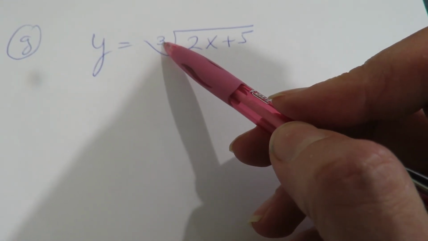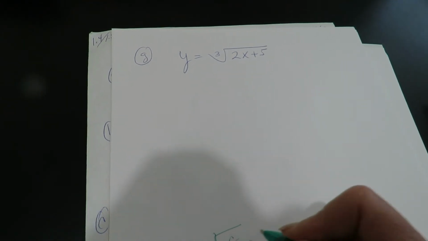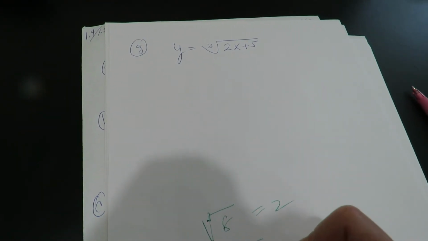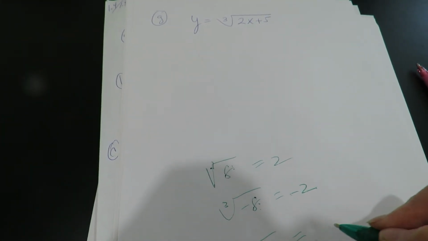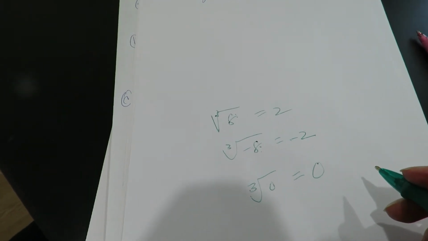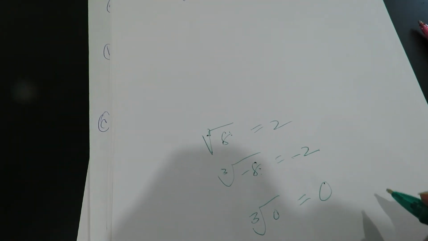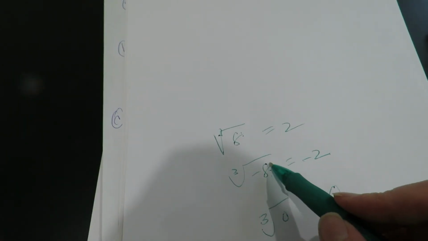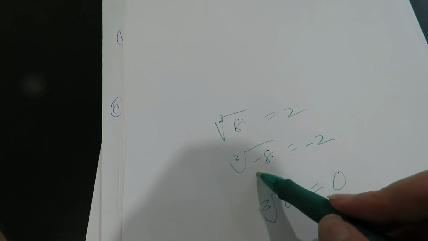This is not an even index. This is an odd index. If you don't recall, cube root of 8, that's 2. Cube root of negative 8, that's negative 2. You can put positives and negatives, and if you didn't know, you can take 0 on any of the radicals. Square root of 0 is 0. Fourth root of 0 is 0. But what I'm trying to point out is that odd indexes or roots take negatives.